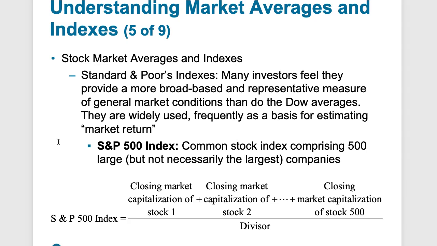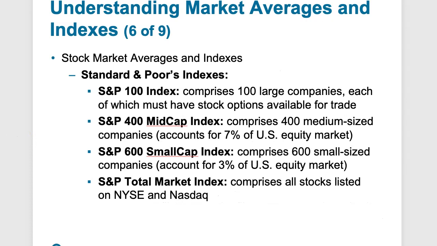So the S&P 500 index is a more broad-based, more representative, closer to the truth of the changes in the market. Now, the Dow Jones is only 30 companies, where the S&P 500 is 500 companies. So it's a much broader look at the market and the market's return. Now, the S&P 500 is a look at large cap companies. So it's 500 of the largest companies.